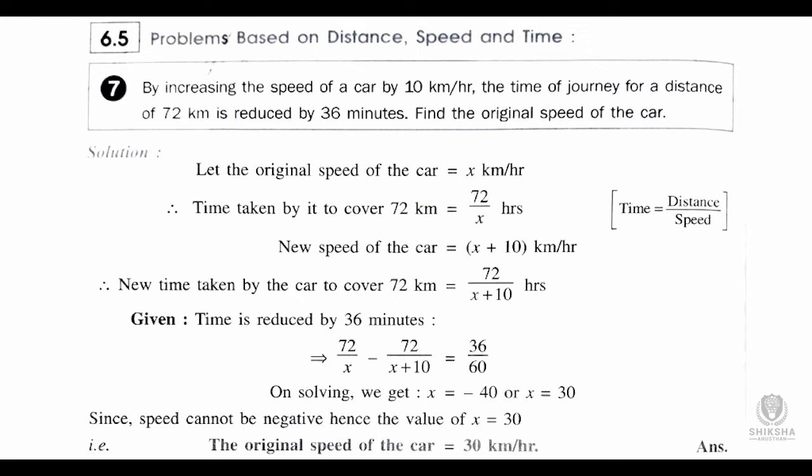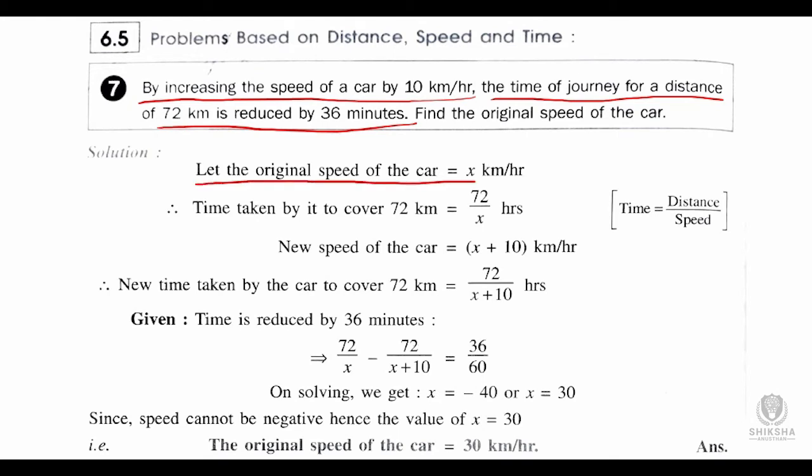By increasing the speed of a car by 10 km per hour, the time of journey for a distance of 72 km reduced by 36 minutes. Find the original speed of the car. So here in this case we will be taking that the original speed of the car be x km per hour. So time taken to cover 72 km is 72 by x hours.